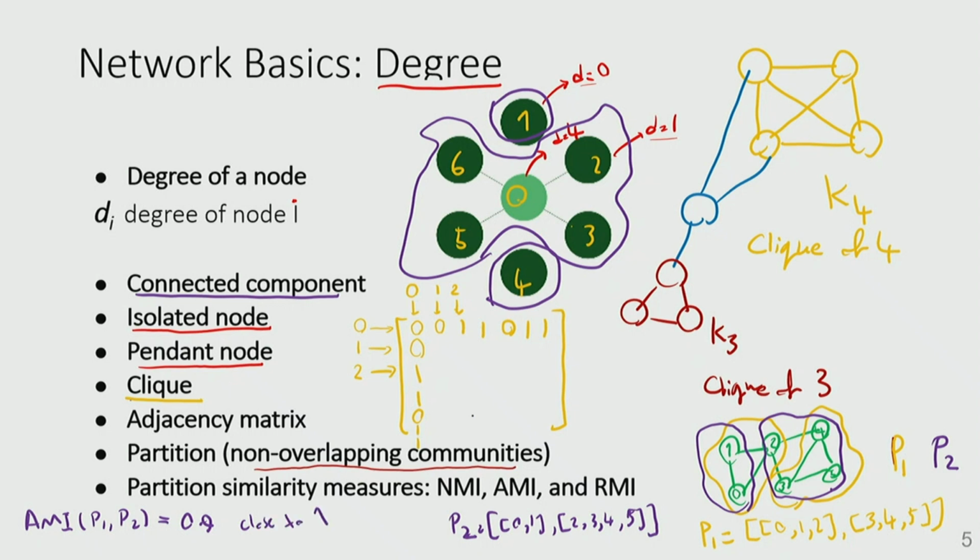So a similarity measure for two partitions that are similar would be close to 1. A similarity measure for two partitions that are dissimilar, that are very different, would be close to 0.